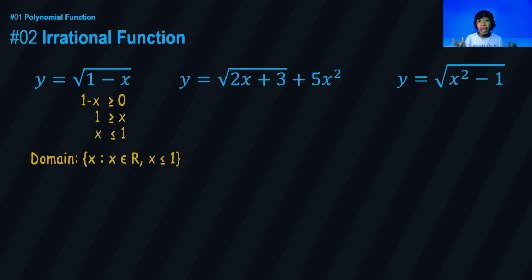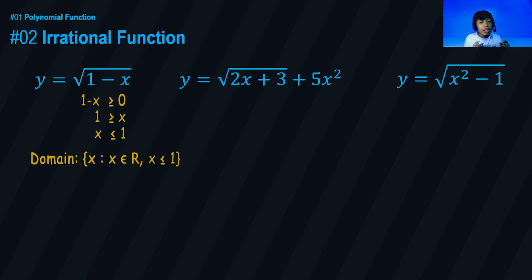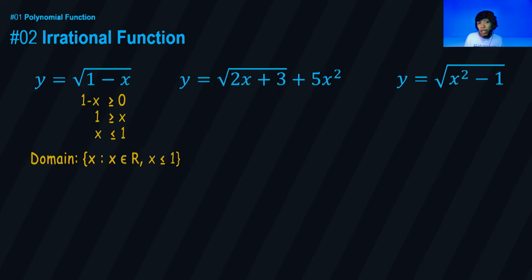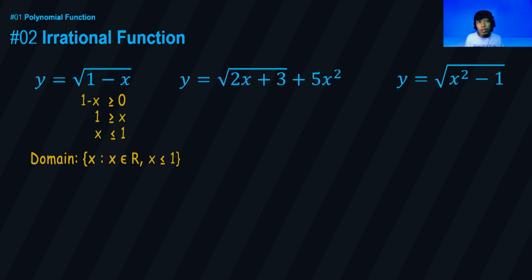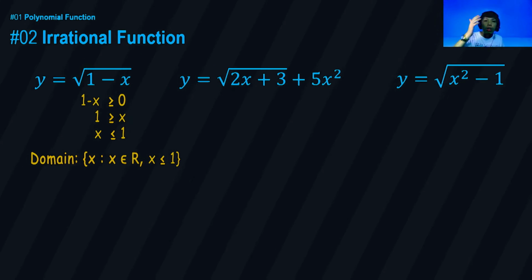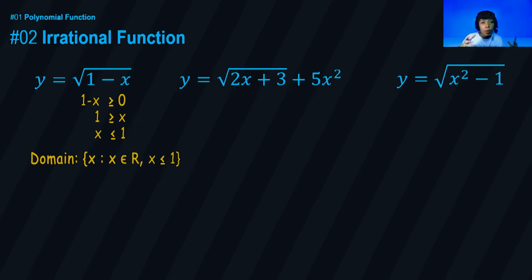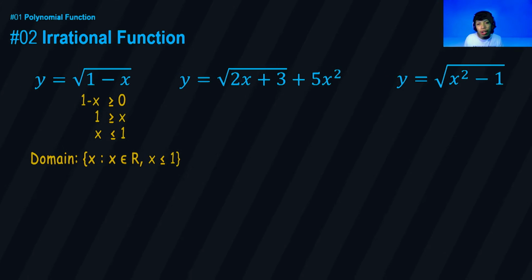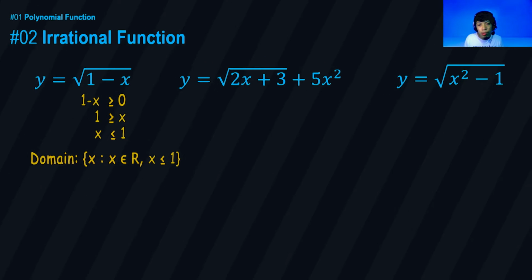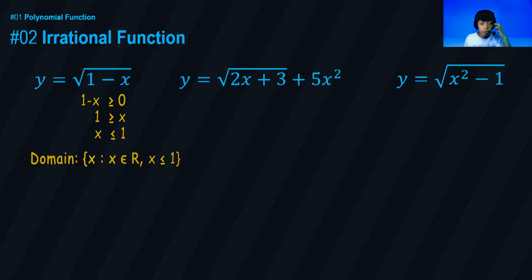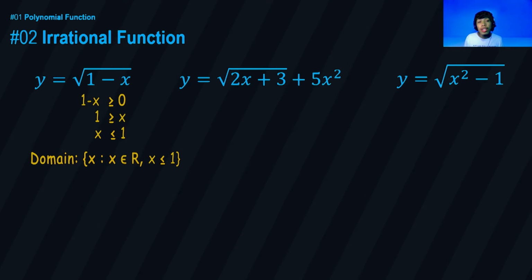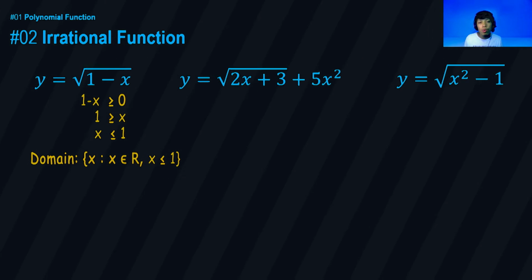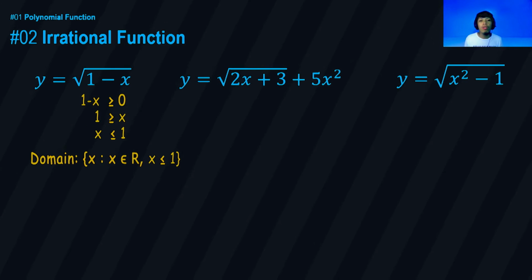Now, if the radicand, take note, the radicand is whatever is inside the radical sign. If the radicand is a linear expression, so when we say linear expression, the highest exponent of x is 1. So if the radicand is linear, take note, your radicand is 1 minus x. This is your radicand. This is linear actually because the highest exponent is 1. There is no other x there. So this is linear.